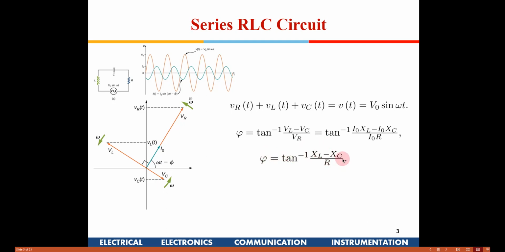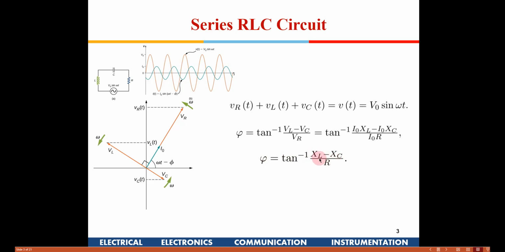Now in this particular case, if we assume that XL is larger than XC, then you will find phi is positive. That means the current is going to lag, because it is minus phi here. And in case XC is greater than XL, then the current is going to lead the voltage. So this is the formula which we are going to use to find out the phase difference between the applied voltage and the current.